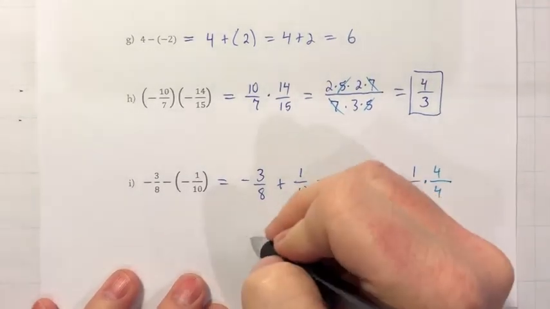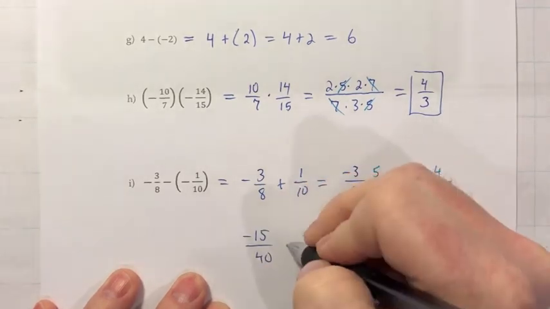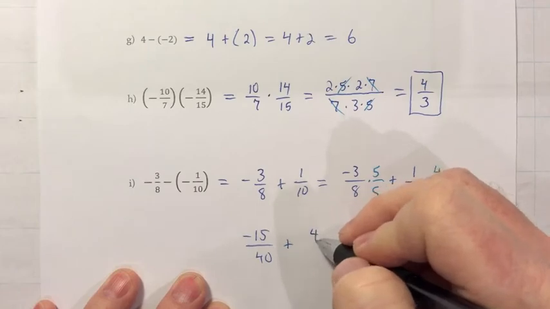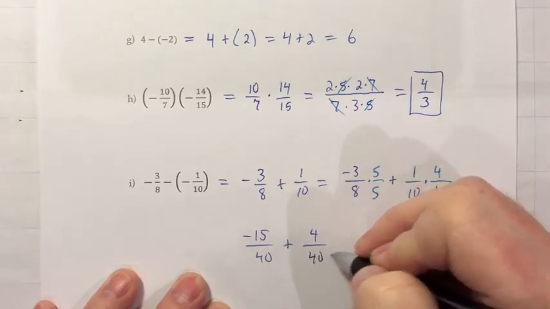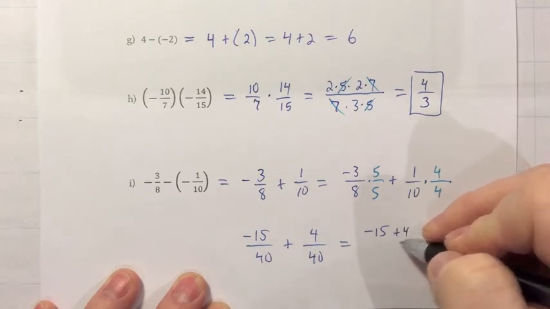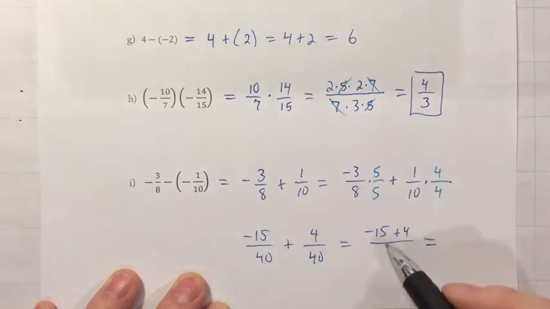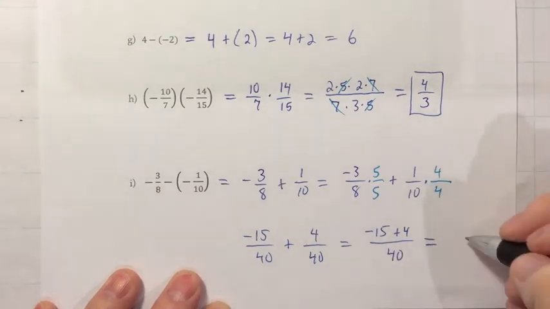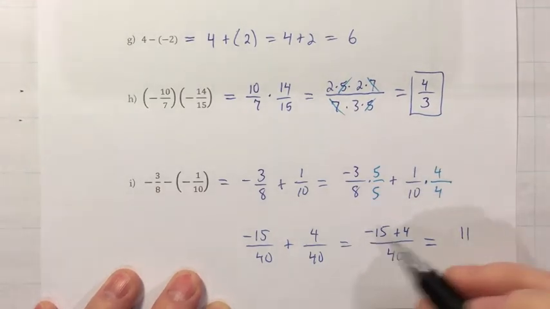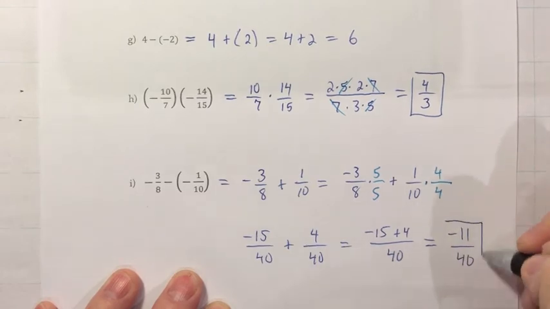Negative 3 times 5 is negative 15 over 40, plus 1 times 4 is 4 over 40. And again, keeping that negative as part of that numerator, so it's negative 15 plus 4 over 40. And it's a negative and a positive, so you do the difference, which is 11. The bigger number is negative, so the negative wins out there, so negative 11 over 40.